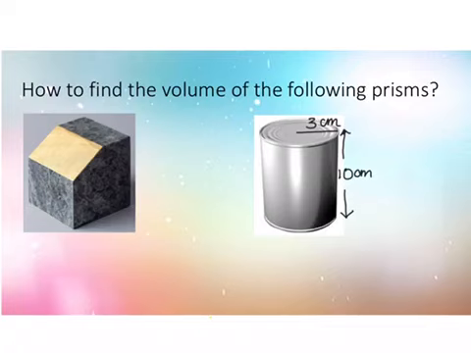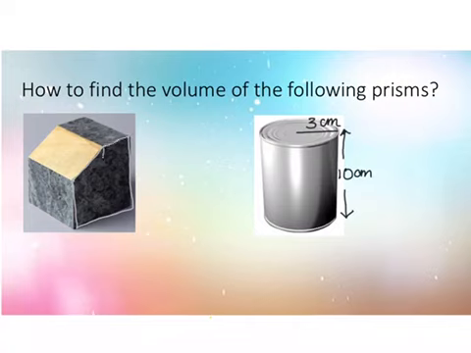How do we find the volume of the following prisms? In the first solid, are you able to identify the uniform cross-sectional area of the solid? Now, where is the uniform cross-section? It takes on the shape of this shape. And this is the uniform cross-section.